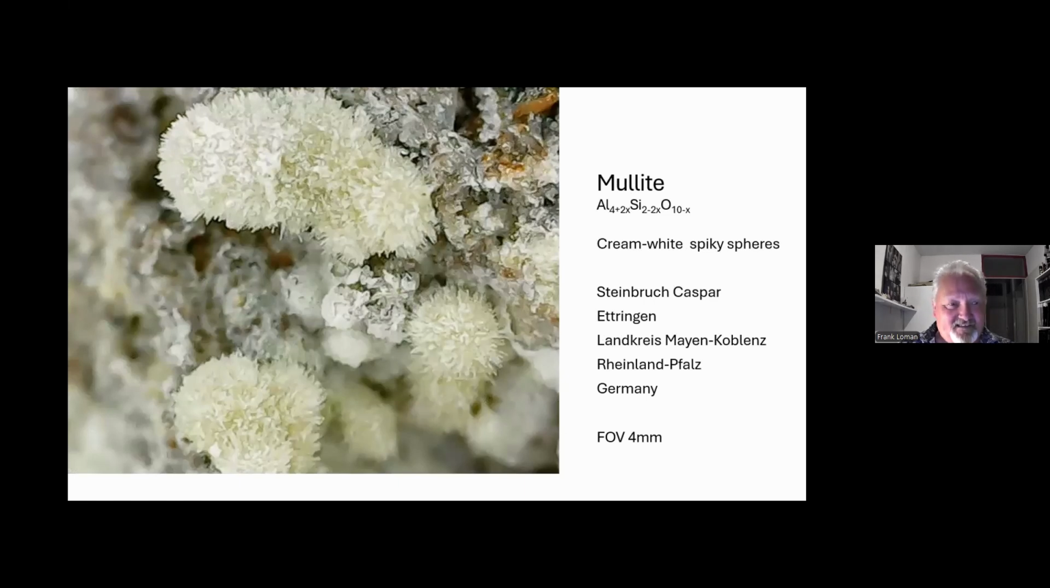Mullite. I have specimens from mullite which are completely spherical. These are with spikes, creamy white spikes, from the Kassel quarry in Ettingen in Rhine-Palatinate.